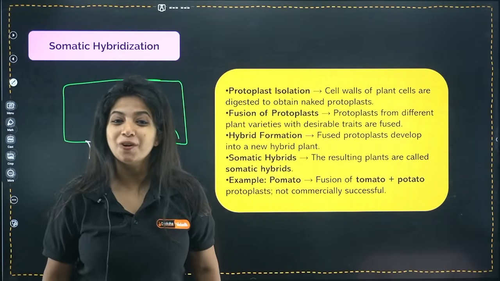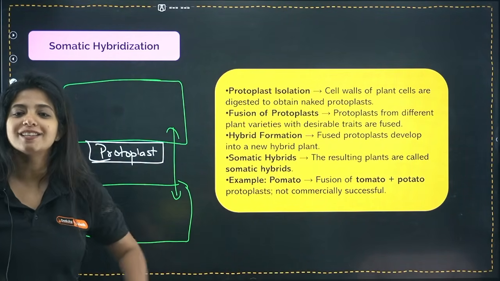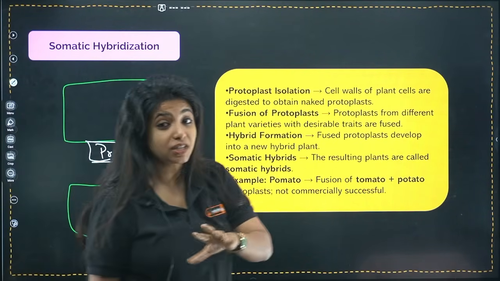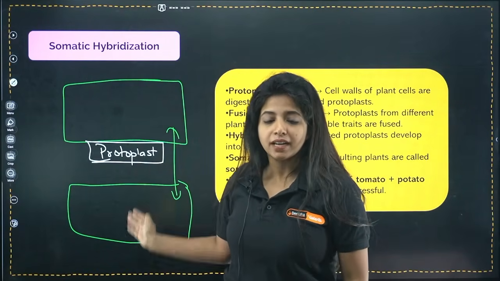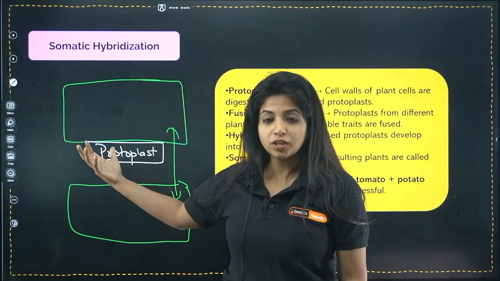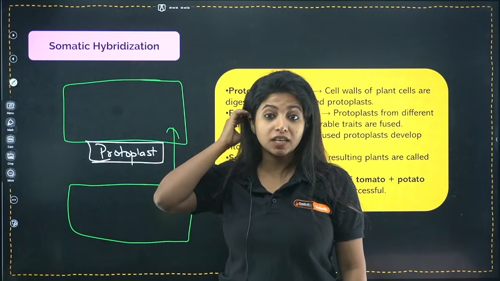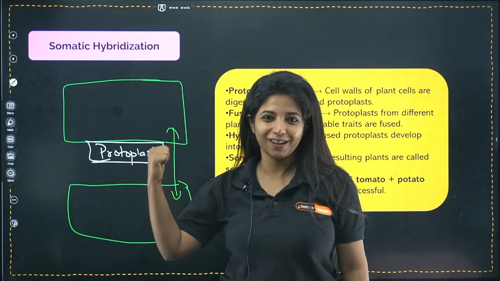Example, pomato. Pomato is what? Potato plus tomato is what you get as pomato. So over here, you get the end result as somatic hybrids. Remember, they are different. It was not the same as the parent plant. Parent plants were different, so the progeny that you get at the end is also going to be different. In somaclones from micropropagation, you are basically producing the same type of plants. Here, different types of plants.